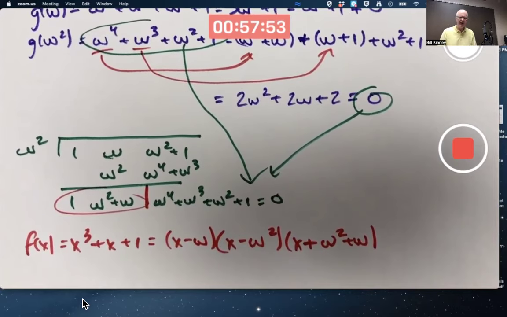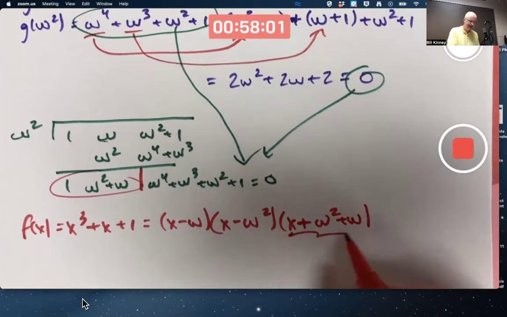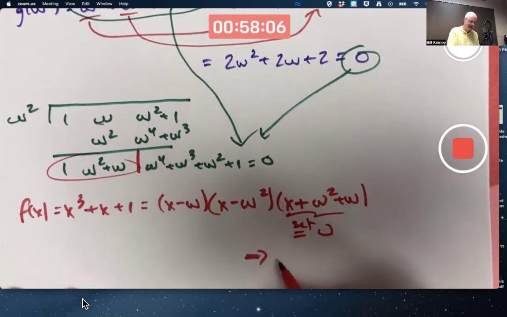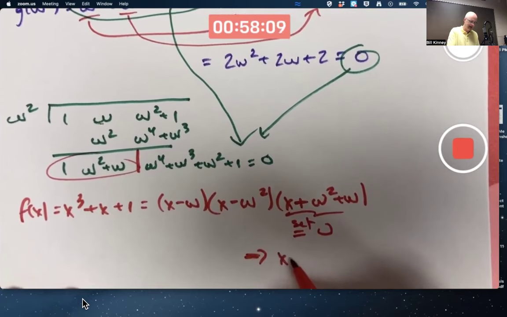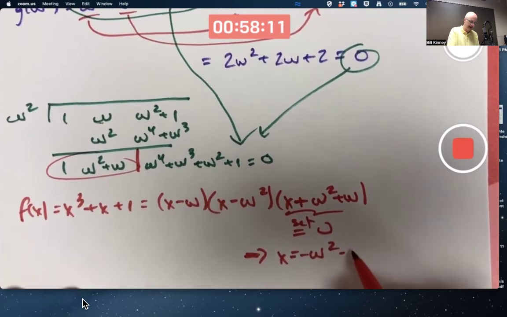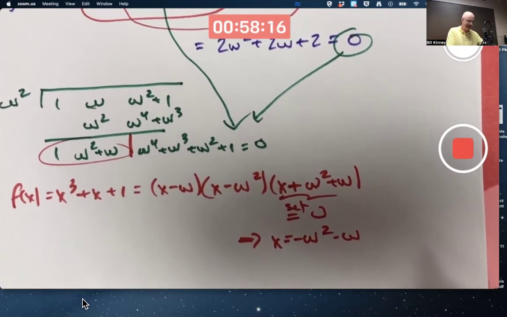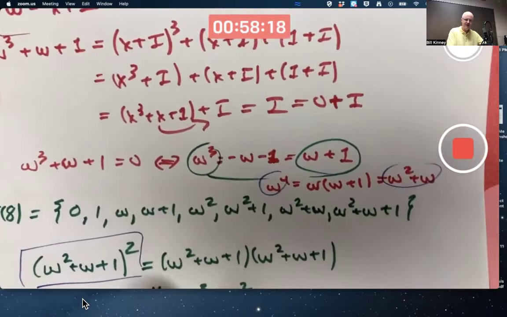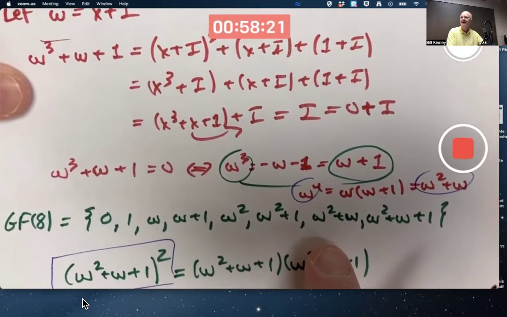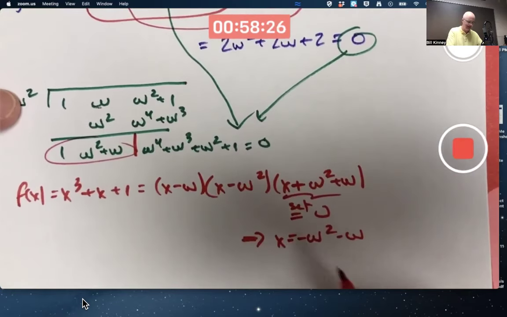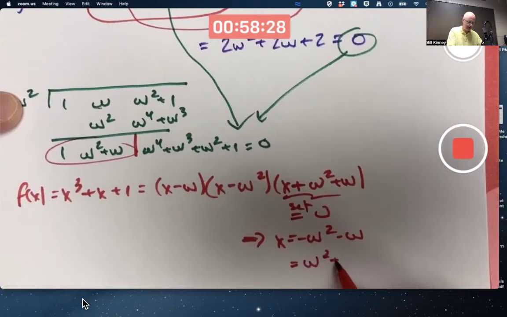Now you might also argue, well, okay, what does that mean the last root is? Think about setting that equal to 0 and solving for x. If you solve it for x, you get x is negative omega squared minus omega. Which of the 8 elements in GF8 is that? I don't see any minus signs there. Well, that's because we got to mod coefficients by 2. That's the same as positive omega squared plus omega, mod 2.